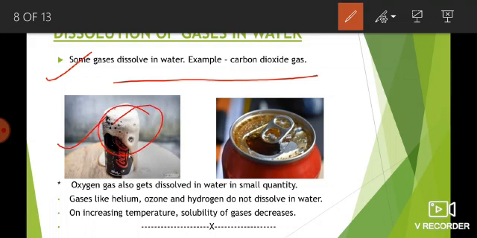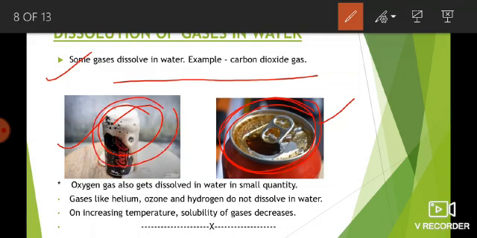Now we will keep the bottle without lid for some time. As you can see here, without lid, we will leave it for some time. What will happen? We will notice that after some time, bubbles will stop coming out of the bottle. So see here, no more bubbles are there. It stops coming out. That means what? All the gas dissolved in the soft drink has come out of the bottle. So here no more gas is there.